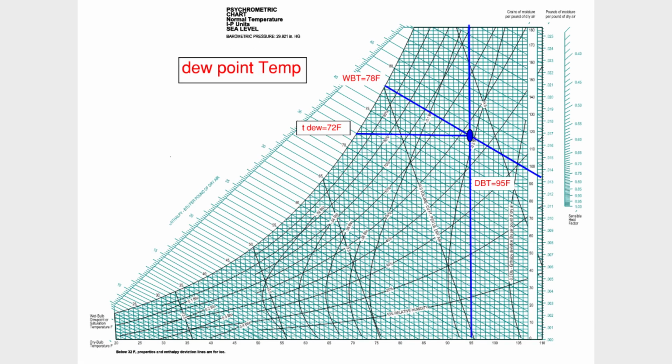Next up, the dew point temperature, or DPT. This is the temperature where air starts to give up moisture, when condensation begins. On the chart, you find it by going straight left to the saturation line. It doesn't change during sensible heating or cooling. In HVAC design, it tells us the cooling coil leaving air temperature, which helps prevent condensation issues.